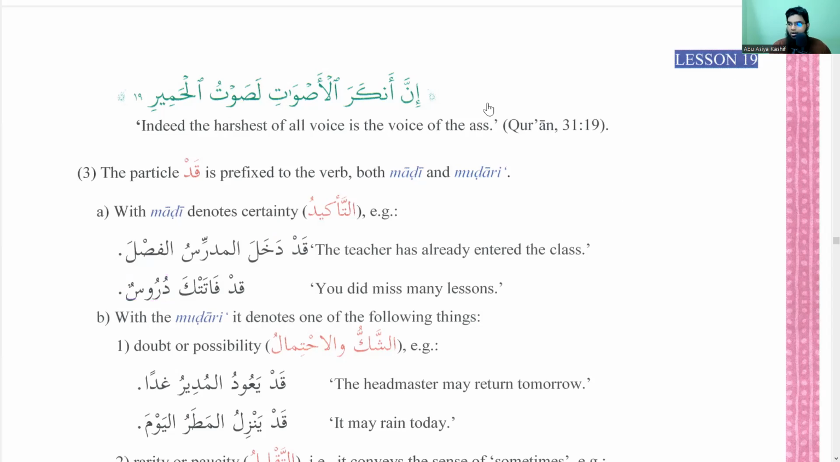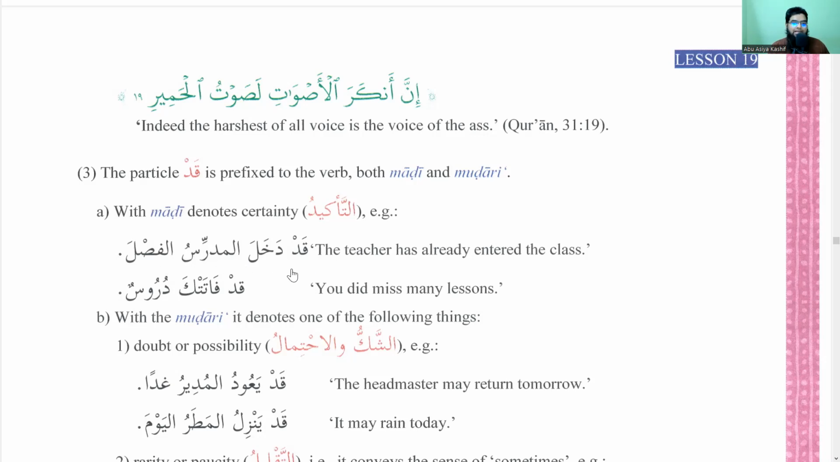Qad is also used for madi qareeb. He didn't give this in this book, I believe, but qad is also used for close past, like qad qamat is salah. It has just been established. Qama is to stand, but for salah, it means to be established. Qad qamat is salah. So this could also be translated as the teacher has just entered the class.